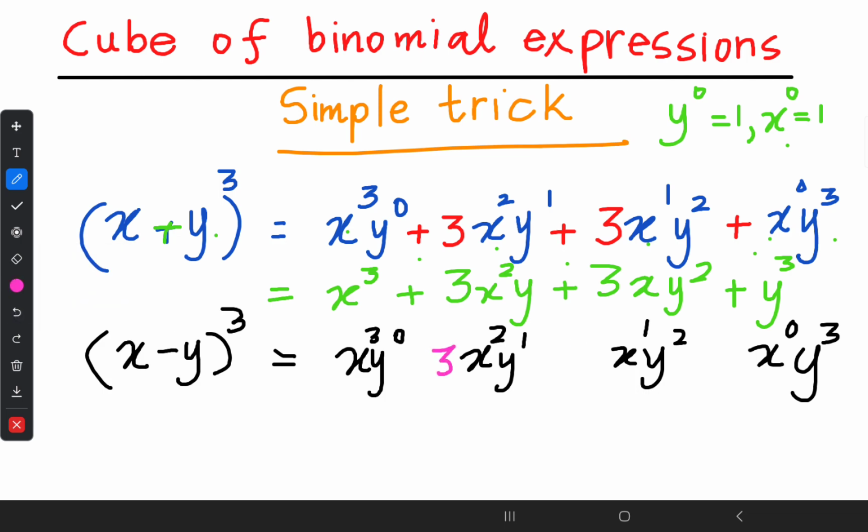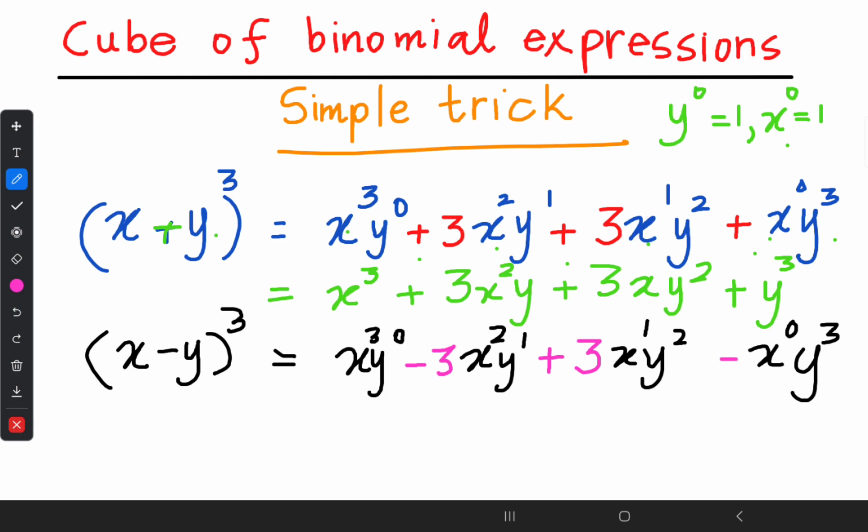Here and here, we will have number 3. Look at this. If there is any negative, the first one should always be positive. Negative, positive, negative. This is the way you should denote the directions.